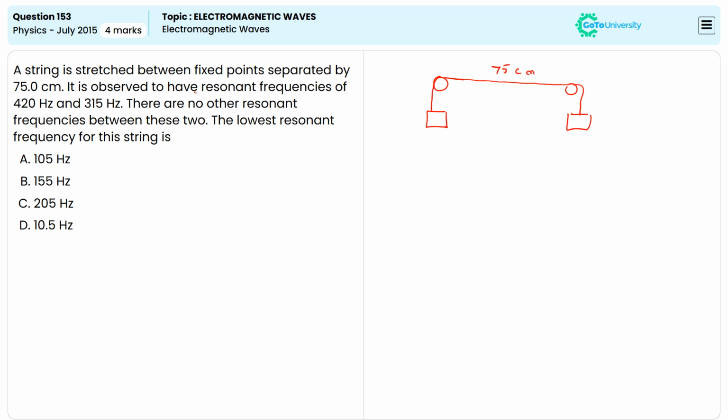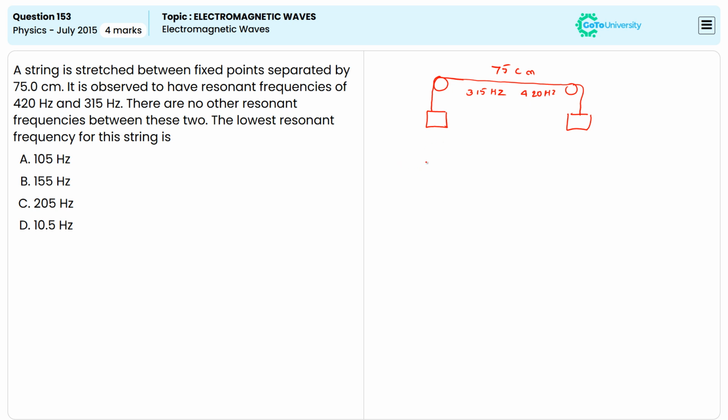It is observed to have resonant frequencies of 420 Hz and 315 Hz. So the two resonant frequencies are 315 Hz and 420 Hz. There are no other resonant frequencies between these two. Only these two are there. The lowest resonant frequency for this string is what we need to find here.